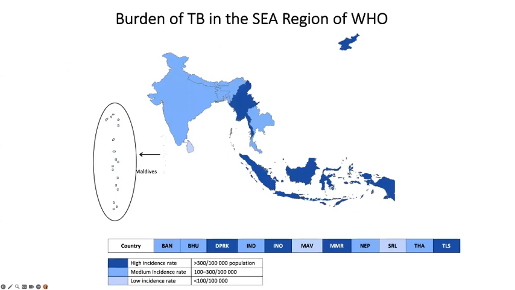So TB is sometimes thought of as a disease that was very prevalent in the past, but it does have a significant burden in the Southeast Asia region of WHO. This map shows the countries in Southeast Asia, and it's color-coded according to some figures which are believed to reflect a high incidence rate, a medium incidence rate, and a low incidence rate. You'll see there are some countries that are more impacted than others.